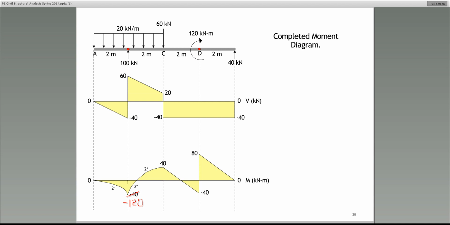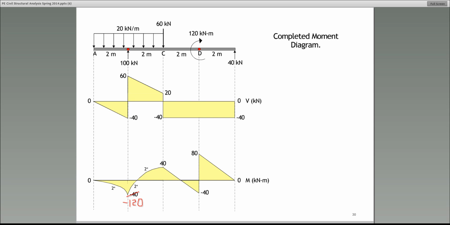Okay, Matthew says 120, Min says 80. Okay, guys, the answer is 120. The fact that it's minus 120, the negative only tells us how this moment causes the beam to flex, curvature up or curvature down. Once again, I will have a lot more to say about that during the Thursday session.